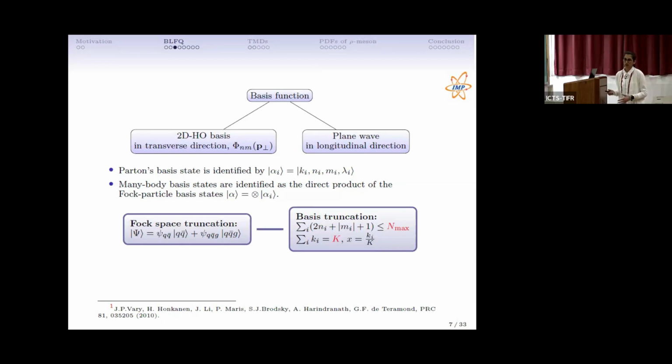So now to solve this Hamiltonian, we need basis functions. In the transverse direction, we are taking a two-dimensional harmonic oscillator basis, and in the longitudinal direction, we are taking the plane wave basis. In the parton basis state, each particle is identified by these four quantum numbers, and many-body basis states are identified by taking the direct product of the Fock space basis states. So now we have two truncations. First the Fock state truncation, and then the basis truncation to limit our basis.